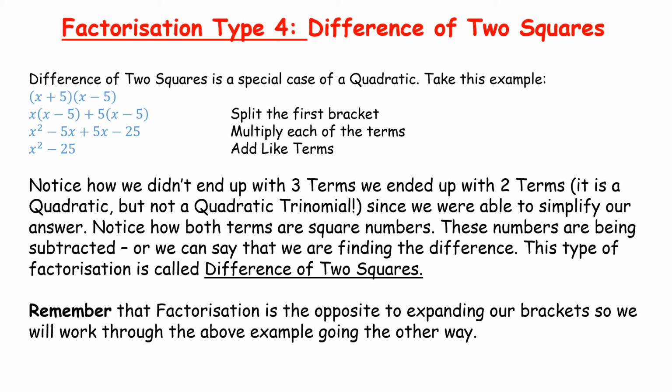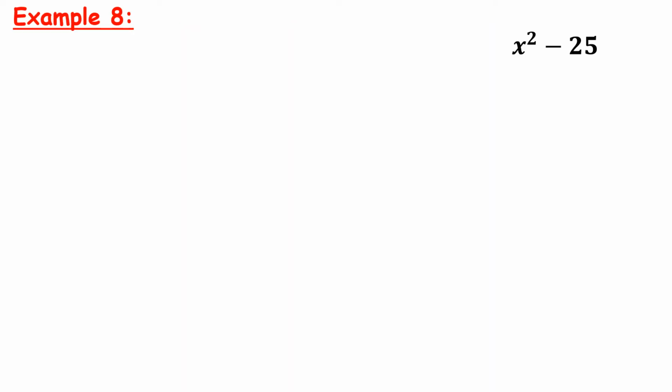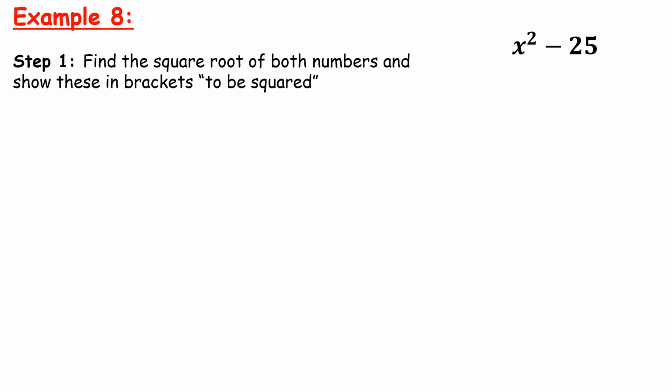Okay, so let's actually work through this as an example working the other way. So x squared minus 25. The first thing we're going to do is find the square root of both of those numbers. If you haven't come across this before, square root looks like this. It asks the question, what number multiplied by itself gives us 25? It is usually beside or very close to your squared button on your calculator. When you put that in, you'll get 5.